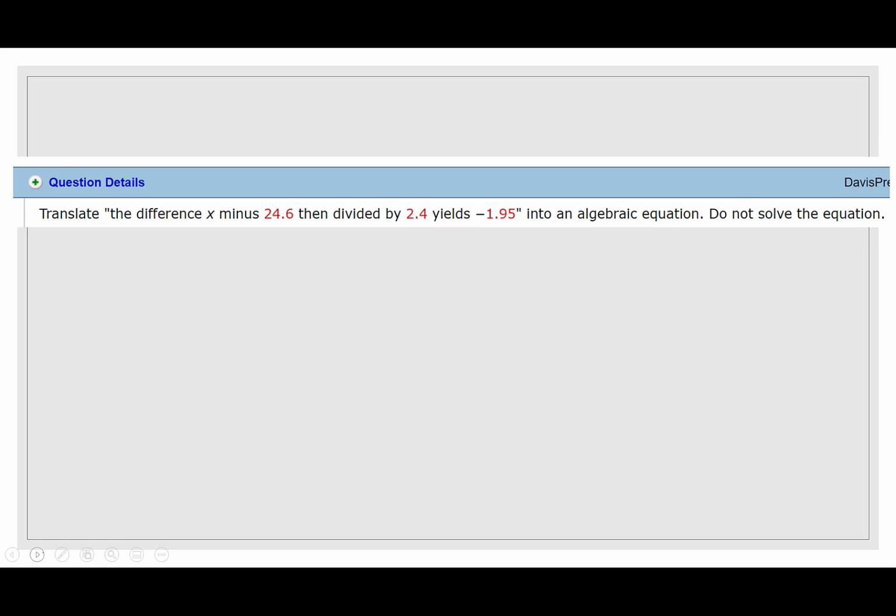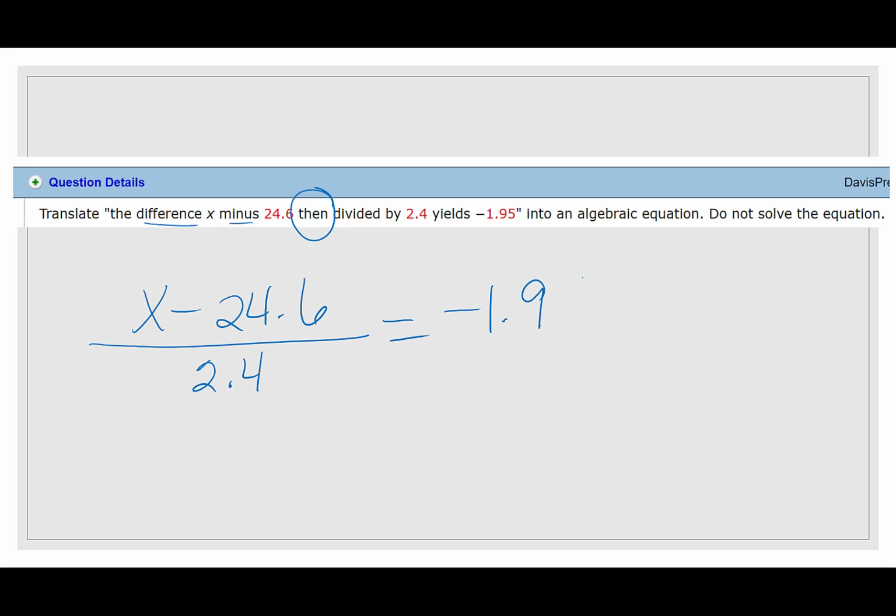Let's try that again. Translate the difference of x minus 24.6, then divided by 2.4 yields negative 1.9. The word difference and the word minus both mean subtraction, so this will be x minus 24.6. And then look at this word. This is interesting. It says then. So we're going to subtract that, then we're going to divide it. The best way to put that is a fraction bar. We're going to say then divided, and we're going to put 2.4 in the denominator equals negative 1.95.